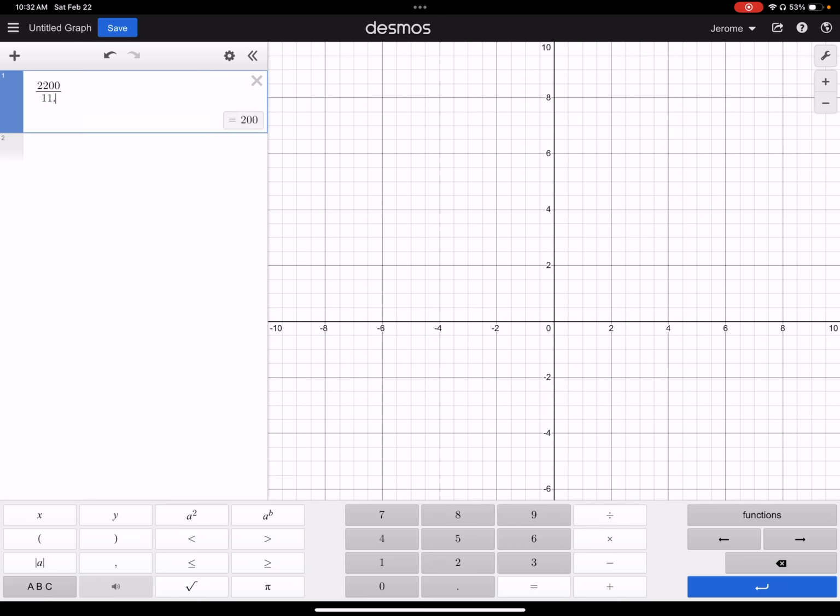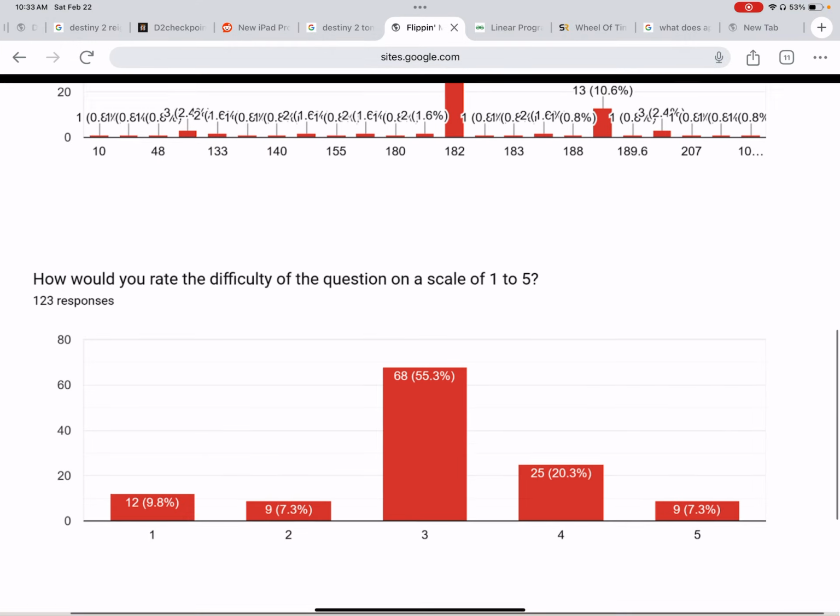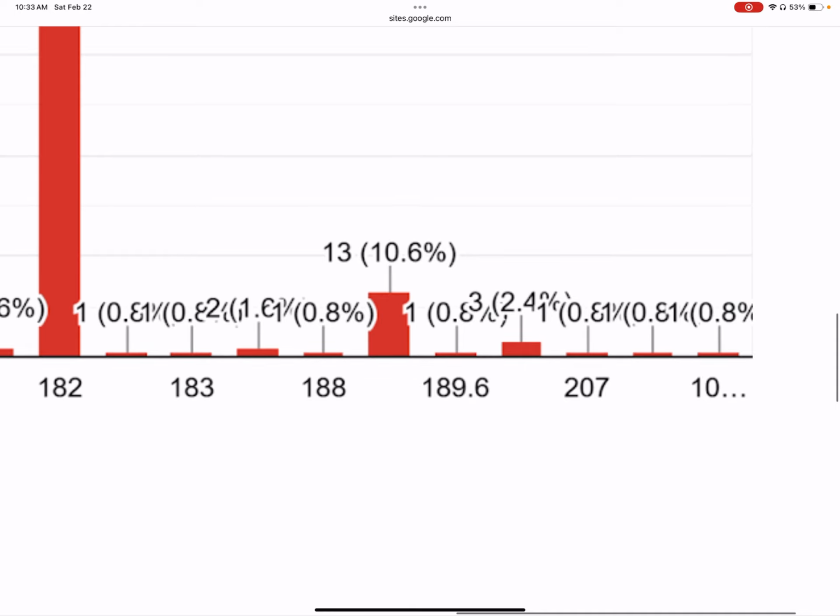11.6. And look, there's that number that we saw on the chart of everybody's answers, 189. There's also some decimals attached to it, 189.655. We look back at our bar graph over here, and you can see that those were some of the answers. So you can see right here, 189.6. The little spike right there with 10.6 was actually 189.